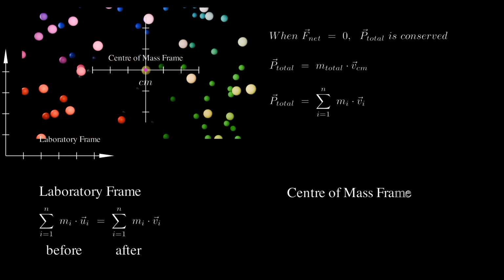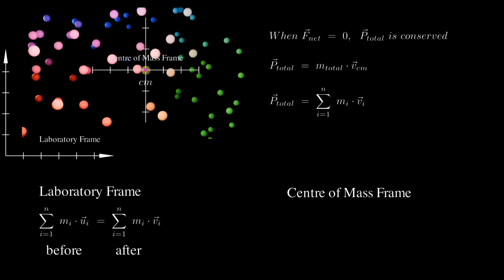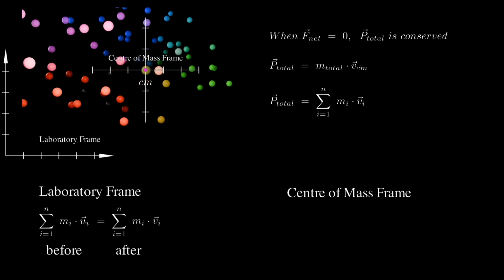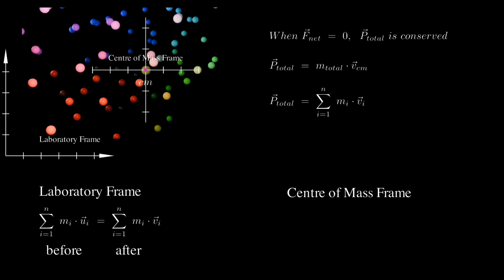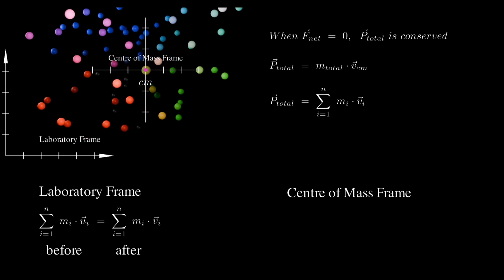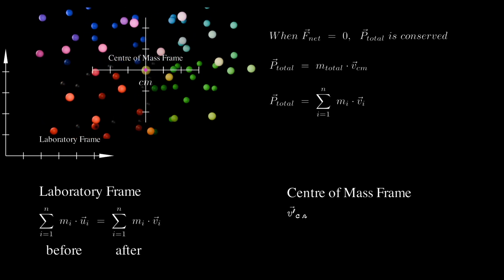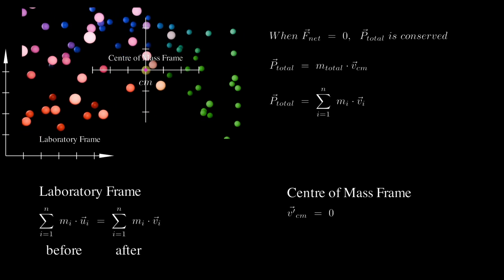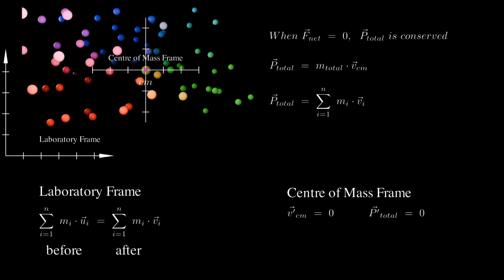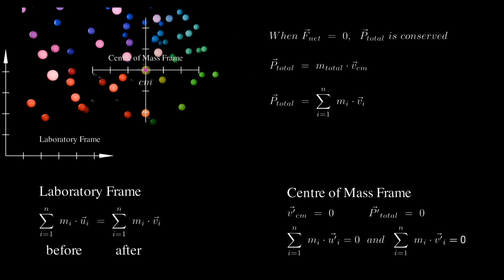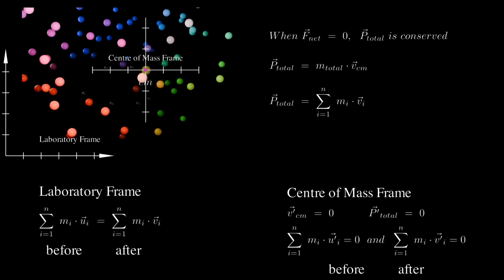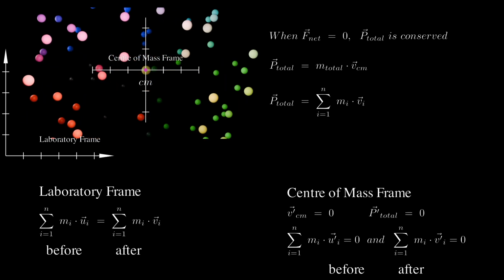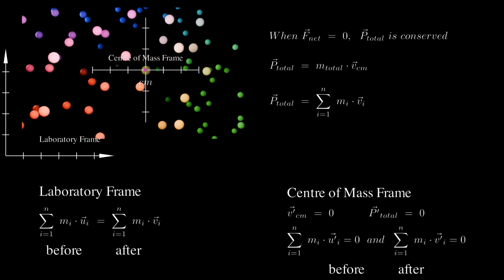The center of mass frame, in contrast to the laboratory frame, is a reference frame that moves along with the center of mass of the system. In this frame, the center of mass is effectively stationary. This means that within the center of mass frame, the velocity of the center of mass is zero. Consequently, when the velocity of the center of mass is zero, the total momentum of the system is also zero. This implies that the sum of the momenta of the individual particles within the center of mass frame is zero. Please keep in mind that I have used the prime sign to refer to values in the center of mass frame.